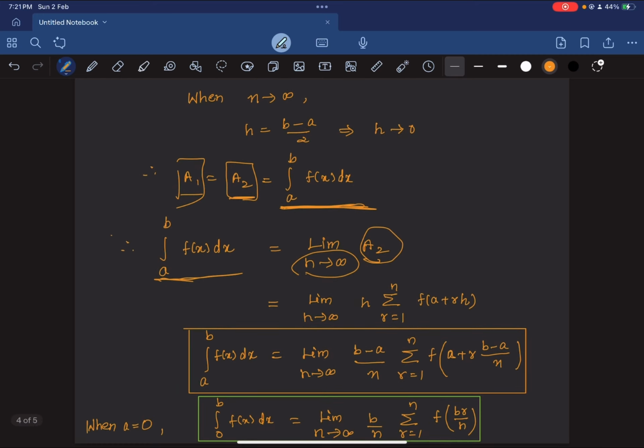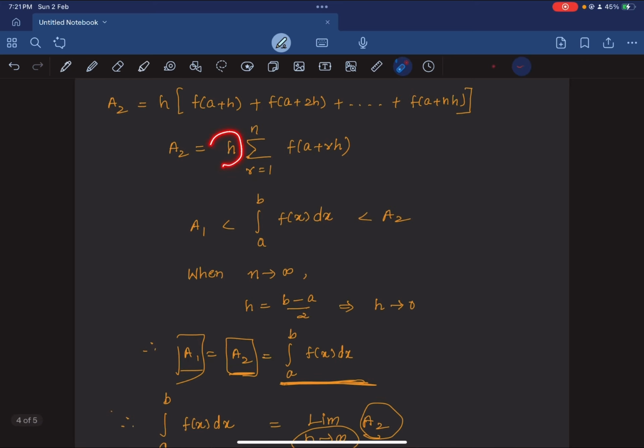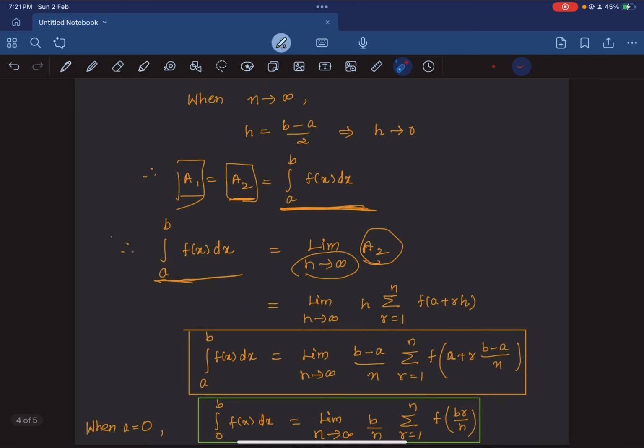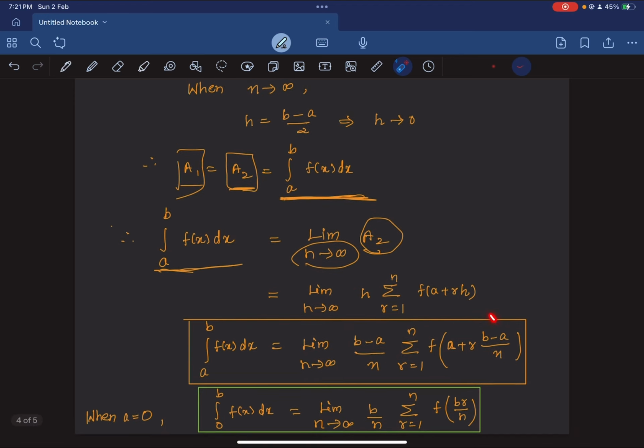Now let us substitute what a2 is. So a2 is h times the sum over r equals 1 to n of f of a plus rh. So I have substituted the same thing here. Now h is b minus a upon n, so I have substituted b minus a upon n. So this is the formula. Here you have a summation and you have to compute the limit of that summation when n tends to infinity.